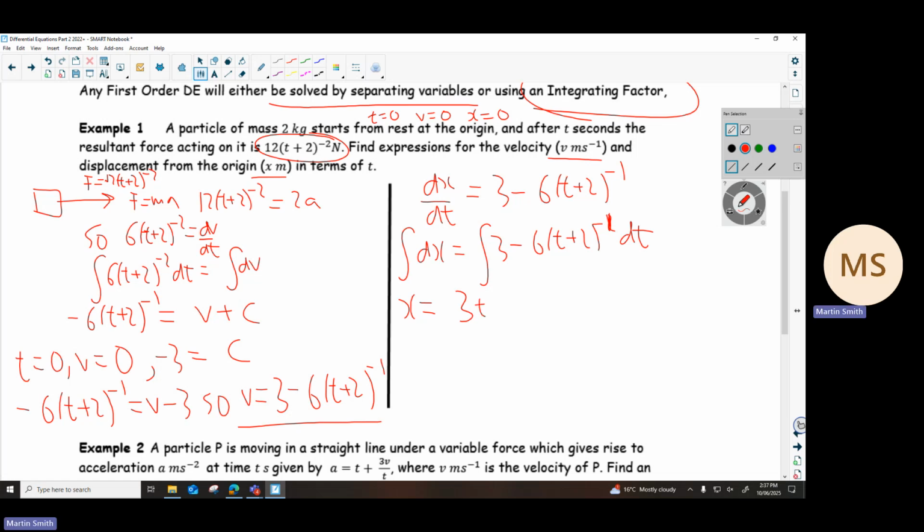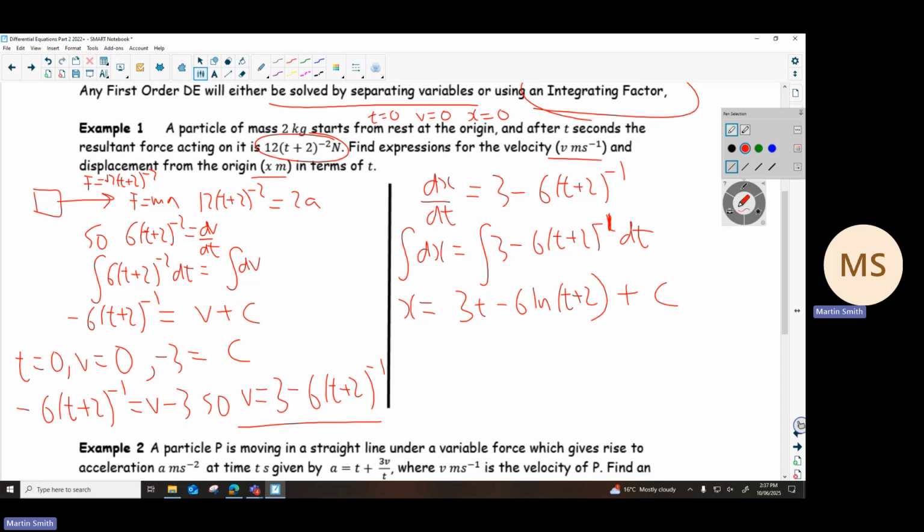6 times t plus 2 to the minus 1 is 6 over t plus 2, so that gives a log. So I get minus 6 ln of, there should be a modulus sign, but I'm just going to use a bracket, ln (t plus 2), and you need to put a t on both sides. I'll put a c on this side.